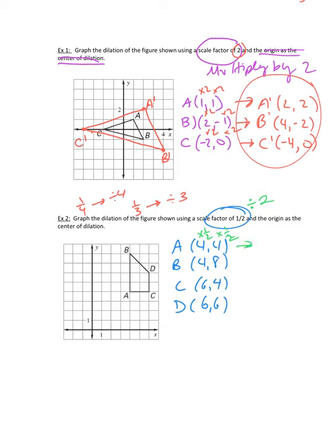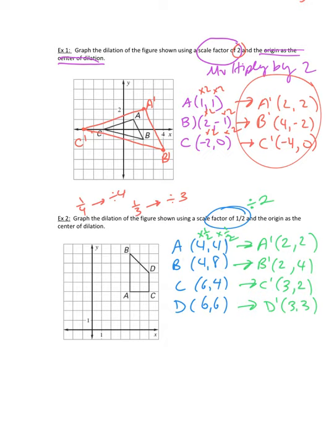So A prime, if I multiply coordinates by 1/2, A prime will become 2, 2. B prime, half of everything, 2, 4. C prime, half of everything is 3, 2. And D prime, half of everything is 3, 3. And then I'm going to plot those points.